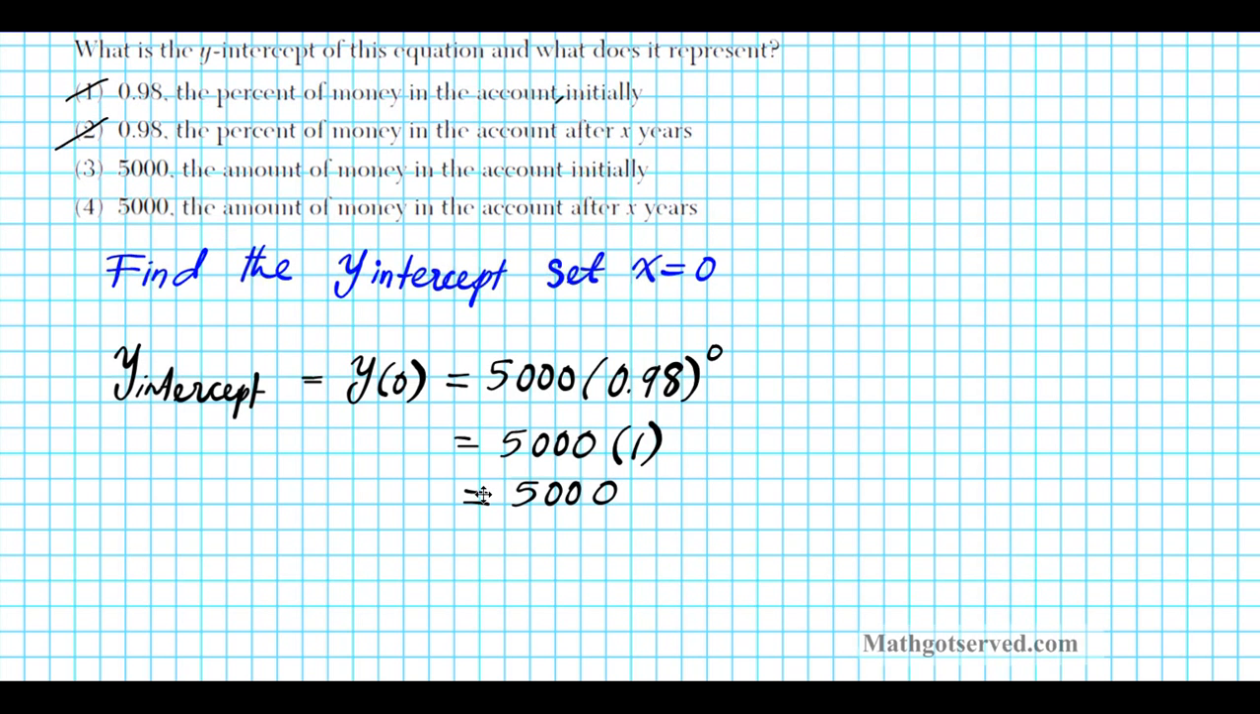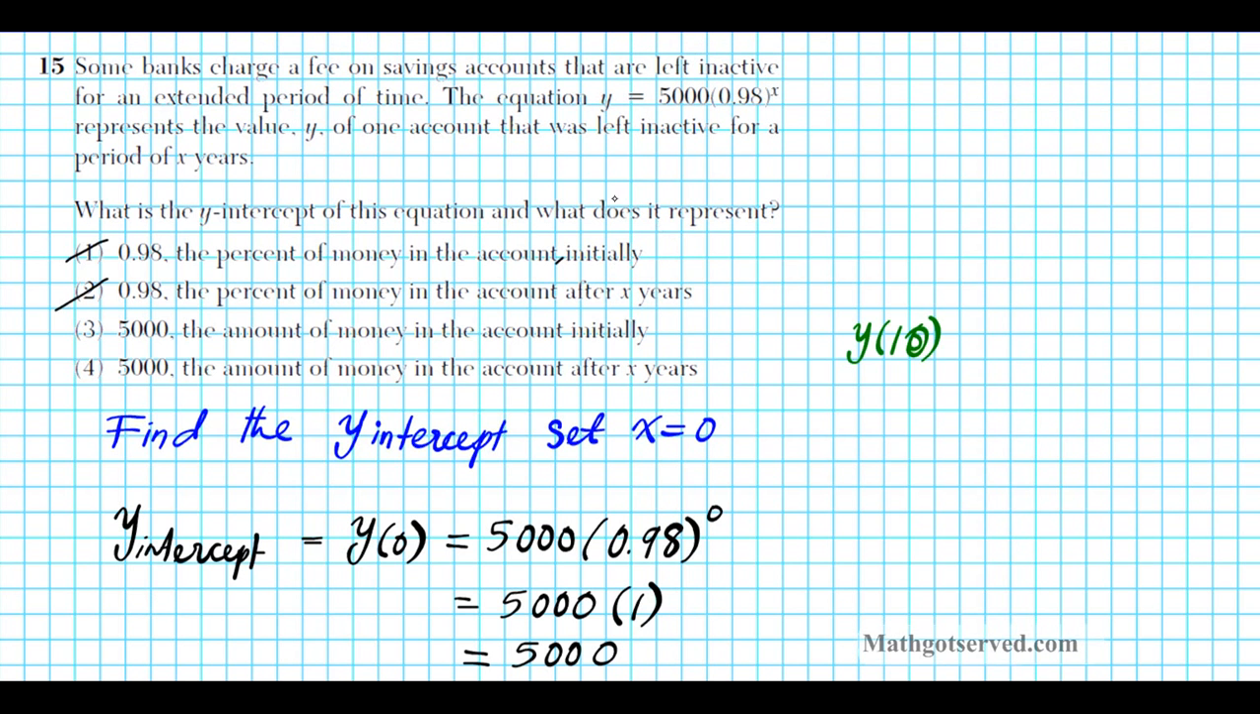Now, what does it mean? What does y of 0 mean? What does it mean at x equals 0? Just to help you understand what that means, what does y of 10 mean? When x is equal to 10, what does that mean? x is the number of years that the account was left inactive. So y of 10 means that the account was left inactive for 10 years. How about y of 0? y of 0 means it was left inactive for 0 years.